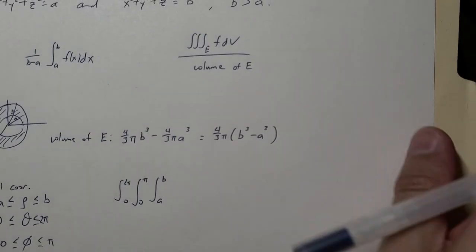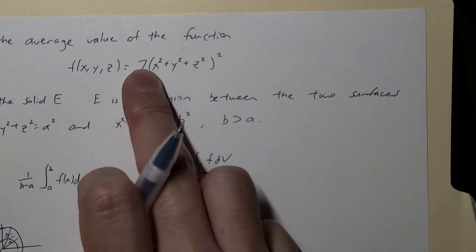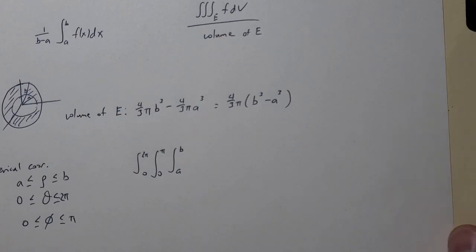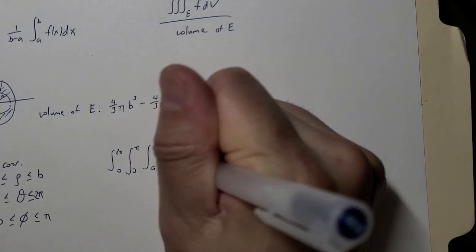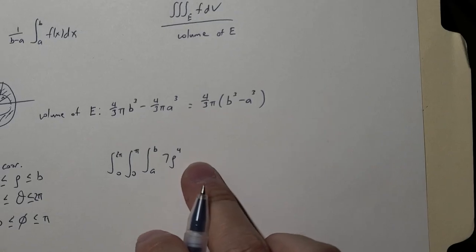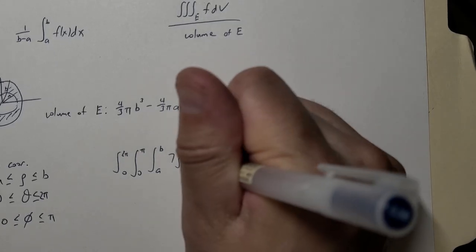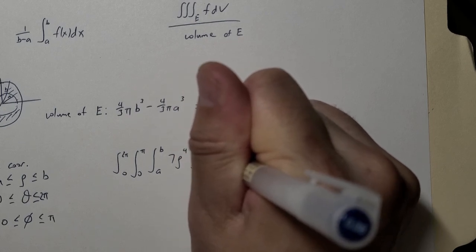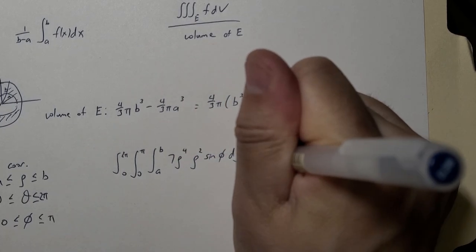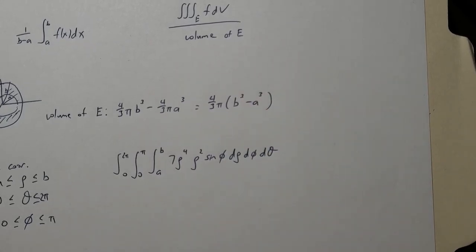What is our function? Let's change this in terms of rho, theta, and phi as well. So this is just 7 rho squared squared, so 7 rho to the fourth. And then when we have spherical coordinates, it's not just d rho, d theta, d phi, right? It is rho squared sine phi, let's match my order, d rho, d phi, d theta. That's how we set up our triple integral, yeah?